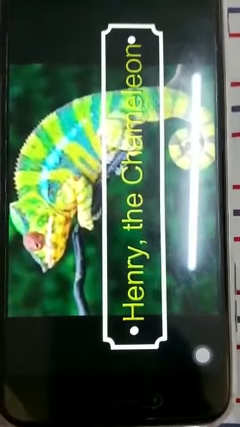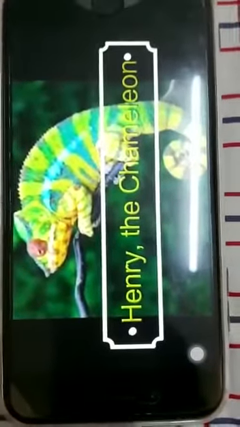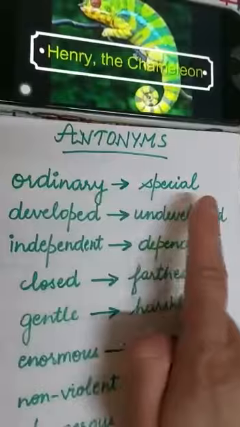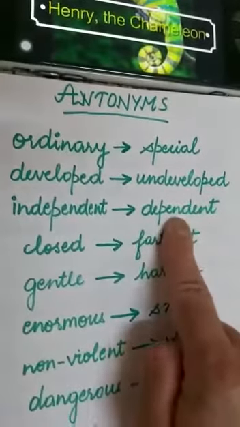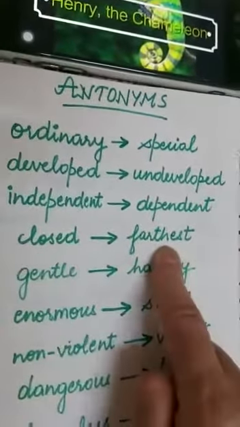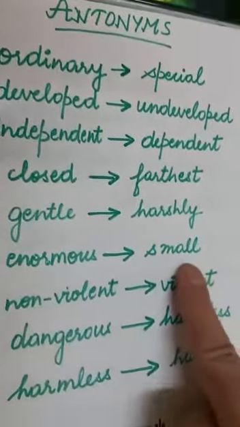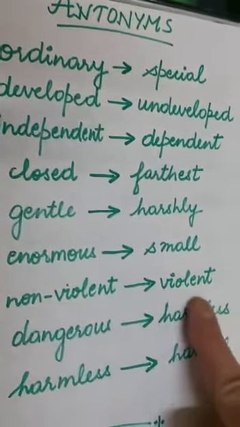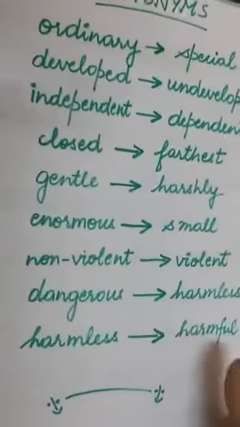Now let's enhance our vocabulary. You will see a few antonyms over here. Antonyms: ordinary, special; dweller, undweller; independent, dependent; closed, open; gentle, harshly; enormous, small; non-violent, violent; dangerous, harmless; harmless, harmful.